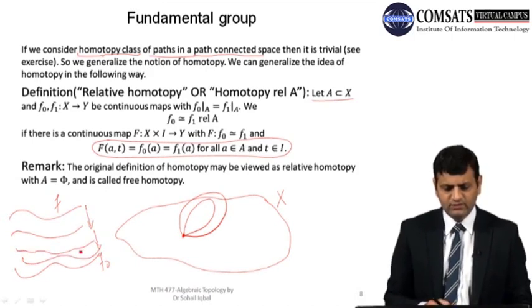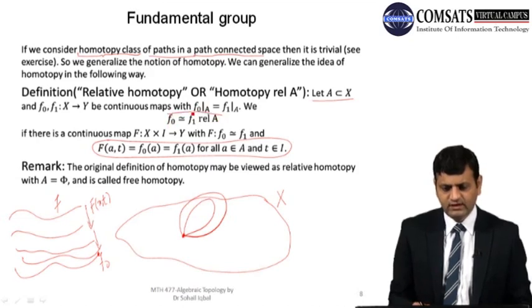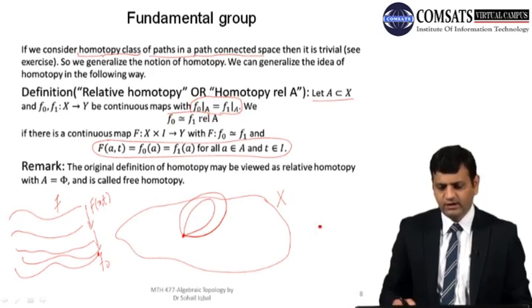So this F can be deformed into F0 if there exists a homotopy F. Okay, so there was no extra condition. Now we are going to impose another condition on the homotopy. So what is this condition? First, these two functions have this extra condition that F0 restricted to A is equal to F1 restricted to A.